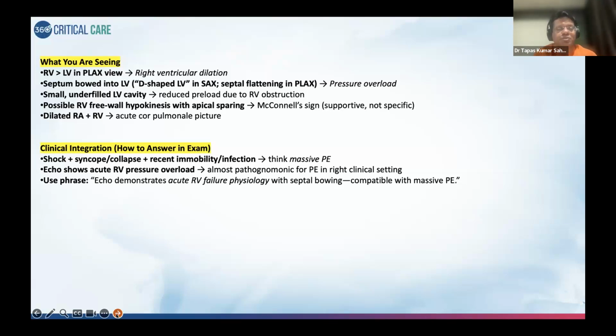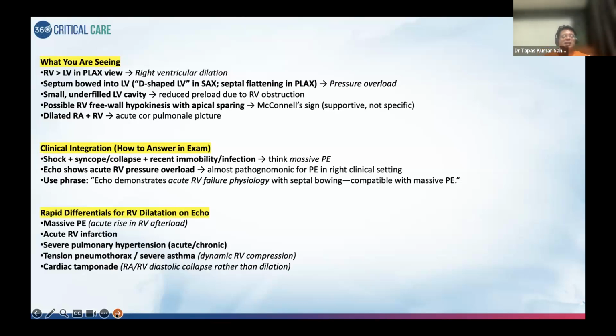So you should always be writing or answering: shock plus syncope or collapse plus recent immobility or infection, think of massive pulmonary embolism. Echo shows acute right ventricular pressure overload, almost pathognomonic for pulmonary embolism in the right clinical setting, and use this phrase: echo demonstrates acute right ventricular failure physiology with septal bowing compatible with massive PE.